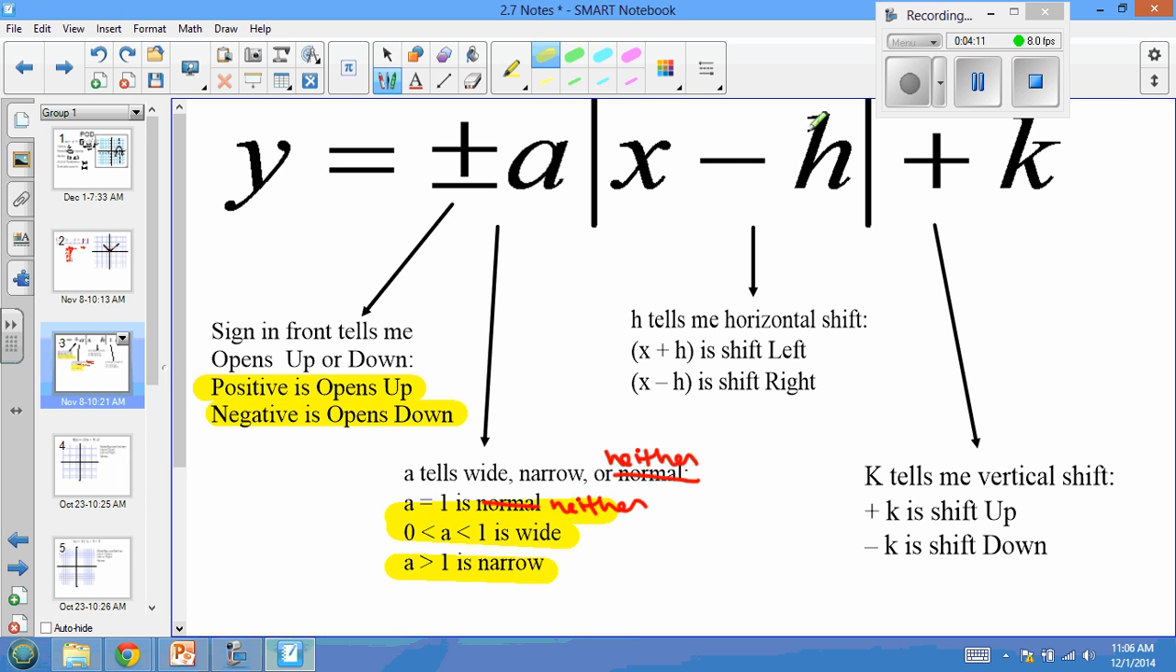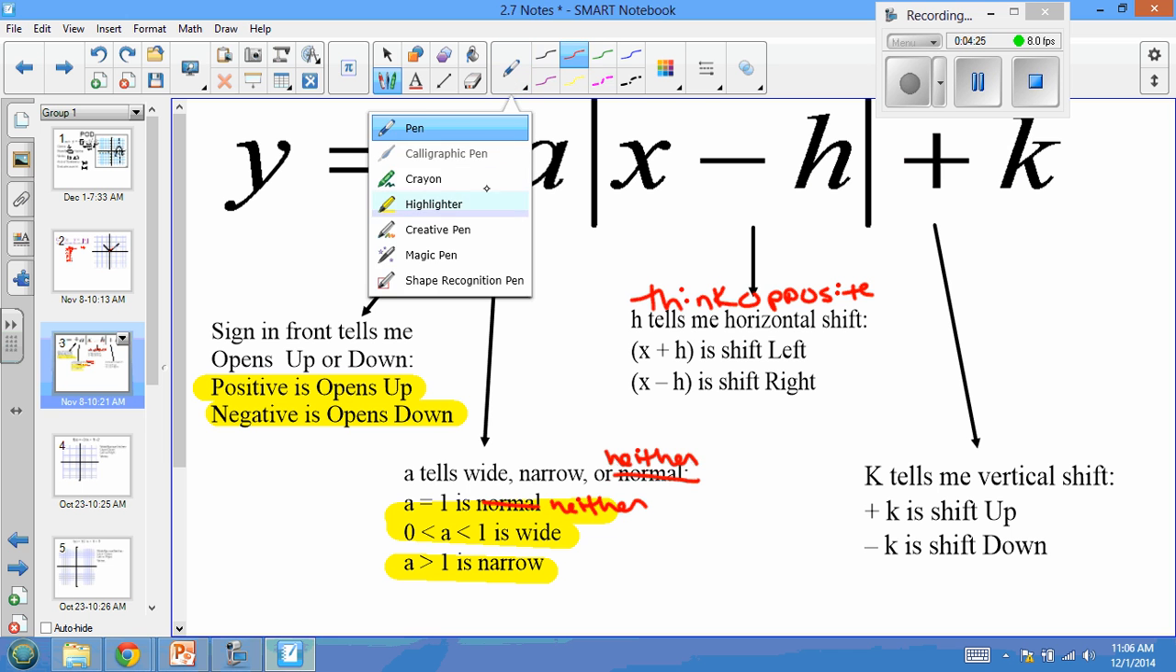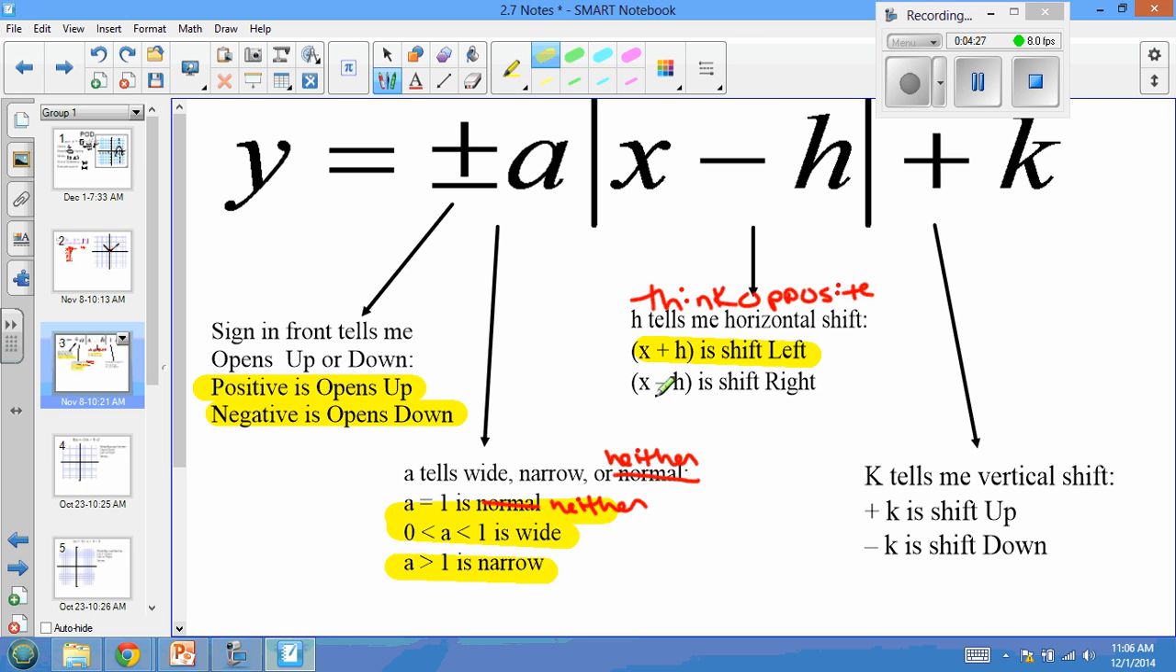Okay, H, just like before, tells me my horizontal shift. So you're still thinking opposite as before. So if H is positive, then you're shifting left. The opposite of positive is negative, which moves left. And if it's negative, you're shifting right. K still tells me the vertical shift. If it's positive, it goes up. Negative, it shifts down. And to get my vertex, you're still taking the opposite of the inside, and the outside stays the same. So this is still the opposite.